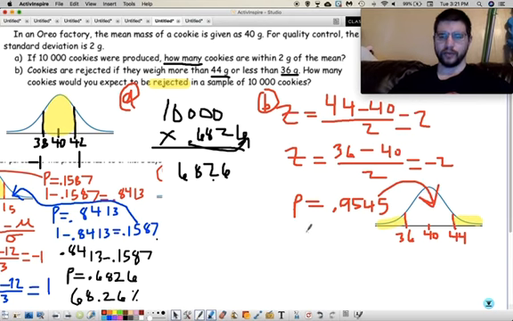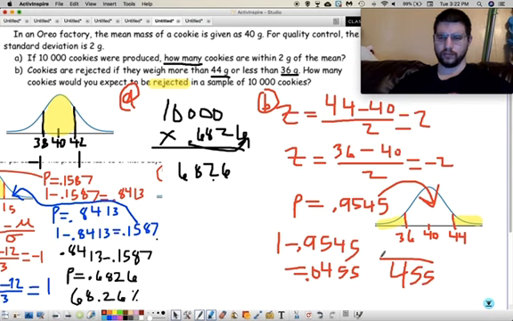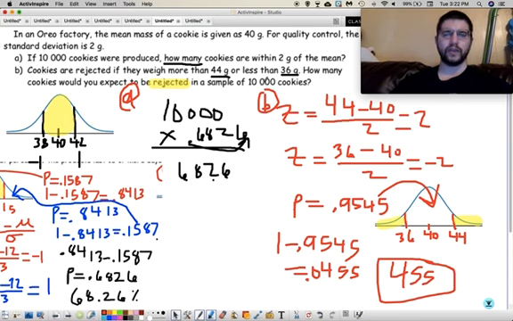All we're going to do is use the rule of complements. And that's going to be 0.0455. Multiply that by 10,000 and you get 455 cookies. So they're going to throw away 455 cookies out of 10,000 just because they didn't weigh the right amount.